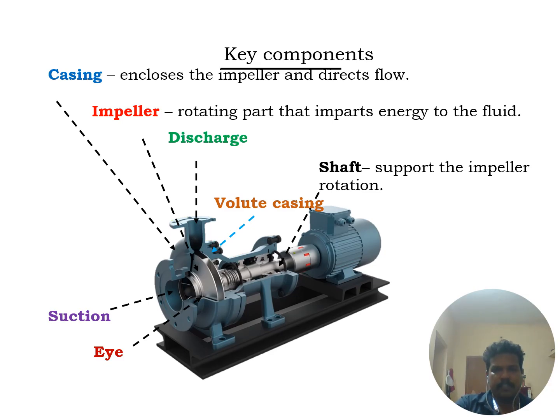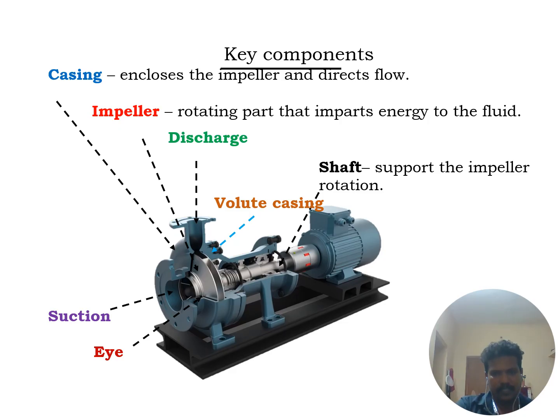The main parts of a pump are the suction section and the discharge section. Water enters through the suction side and leaves through the discharge side. The impeller is the rotating part of the pump. It creates negative pressure on the suction side, lifting water from a lower elevation.